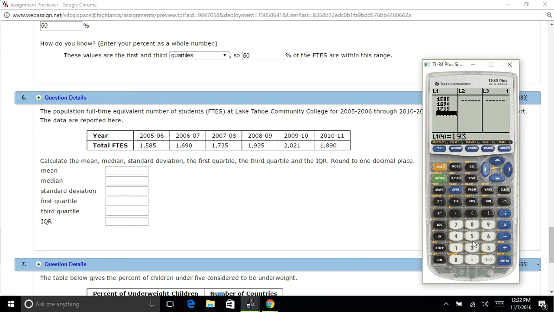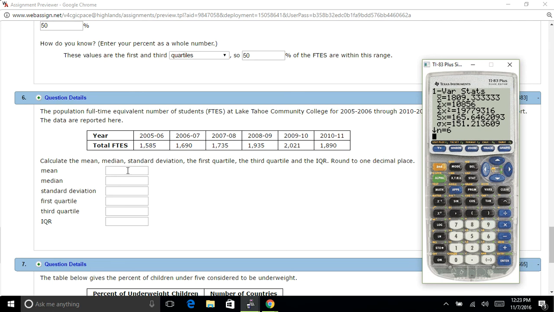And as you can see, I'm just going straight down, and I have a couple of videos on this. So this really shouldn't be that bad if you need help with this. Okay, and then 1890. Okay, so I have all 6 data values in there. As you can see, I put the data values on the bottom, going down here. Then I go stat, go over to calc, and I hit enter, and I hit enter.